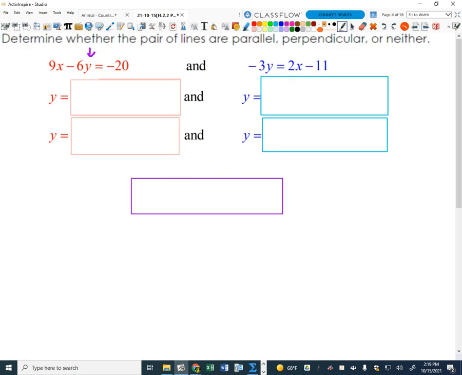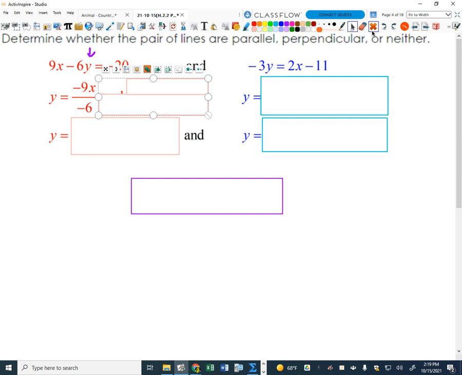So what about this first one? I'm going to get the y by itself. What are the steps to get the y by itself? Okay, so I'm going to subtract 9x first. Right? And then what? So that gets rid of that first term. Then what do I do to get the y by itself? Divide by -6, right? So I'm going to subtract the 9x to this side. I'm going to divide by -6.